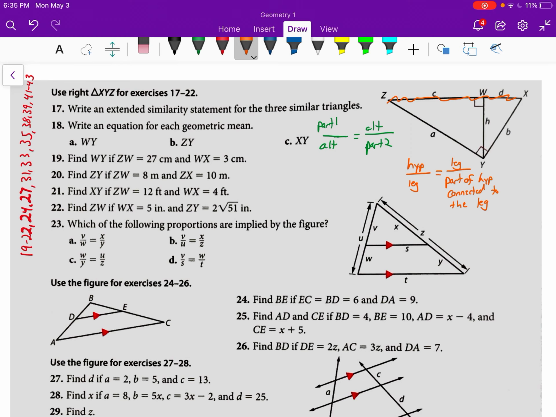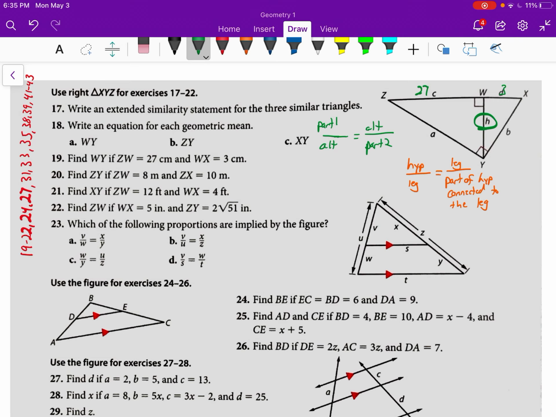Number 19, find WY. So WY, that's the altitude. Find WY if ZW equals 27. So this is 27, ZW, and WX is 3. So it doesn't look like it would be 27 and 3, but those are the measurements we're given. Well, does this have to do with a leg or an altitude? Well, it has to do with an altitude. We want to find H.